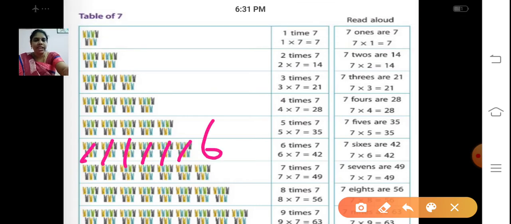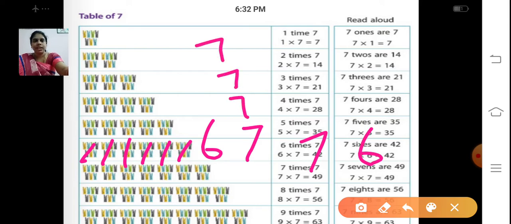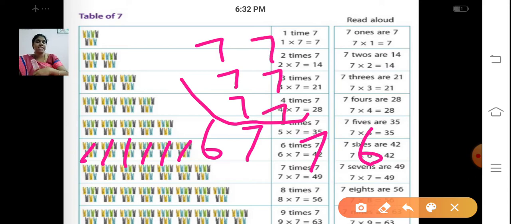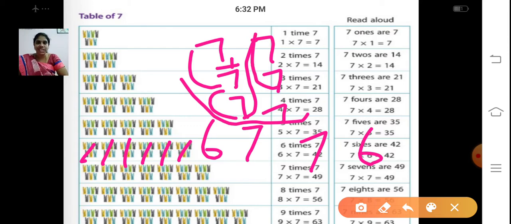Next, just see here, we have 6 groups, right? So 6 times we are having, in each group we have 7. So we are going to add 7 six times: 7, 7, 7. So 7 plus 7, 14. 14 plus 7, 21. 21 plus 7, 28. 28 plus 7, 35. 35 plus 7, 42. So 7 sixes are 42.